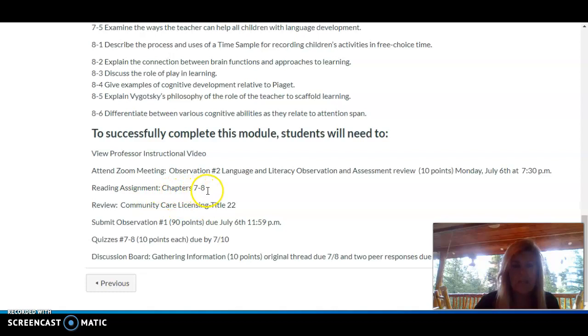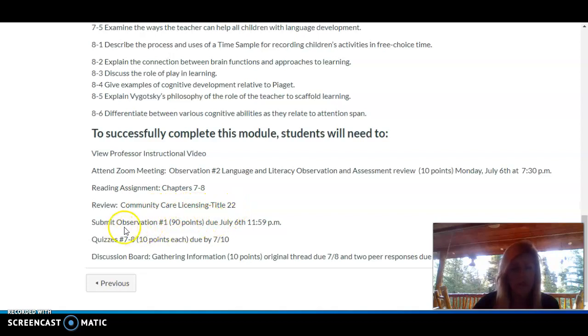If you want to read chapters 7 and 8, you'll want to go over your PowerPoints of 7 and 8. I also have put in here to review Community Care Licensing Title 22. That's going to help you with this observation. We'll go over that a little bit more during the Zoom meeting, but make sure you take a look at that and kind of get your feet wet with this licensing Title 22.